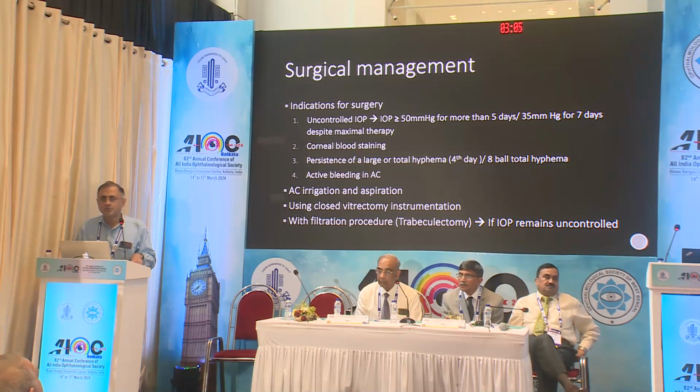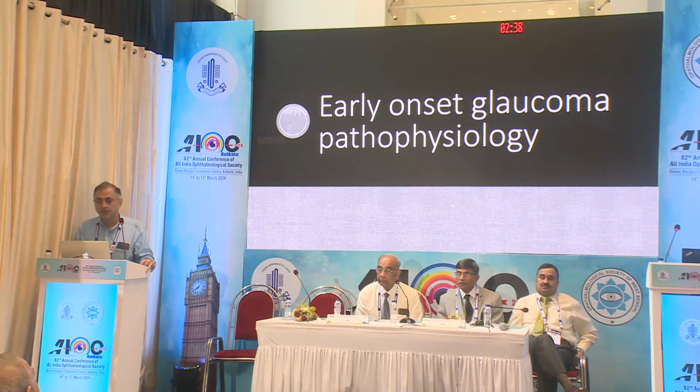Surgical management is needed when your intraocular pressure is uncontrolled, more than 50 for 5 days or 35 for 7 days. If you're getting any corneal blood staining, or an 8-ball total hyphema, then you need to go inside and wash the blood off. You can use a vitrectomy instrument, which gives a smaller opening. And if the pressures are very high, to tide over the acute phase, you can think of a trabeculectomy.